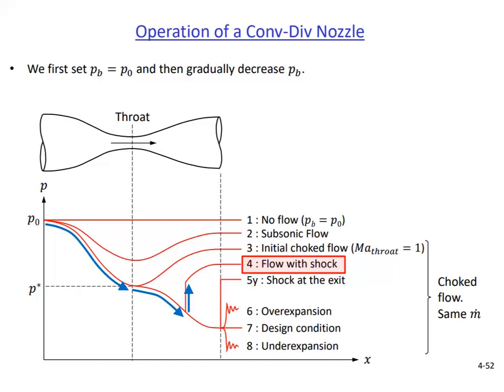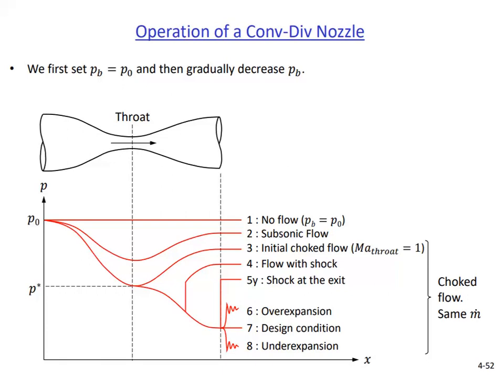Pressure increases suddenly and the flow becomes subsonic. The rest of the diverging part of the duct acts as a subsonic diffuser. Flow continues to decelerate, pressure increases, and the flow leaves the duct with the specified back pressure. Location of the shock and its strength depends on the back pressure value that we set.